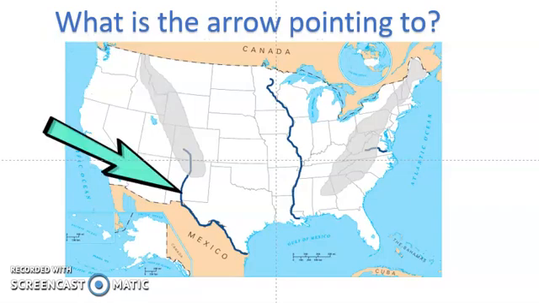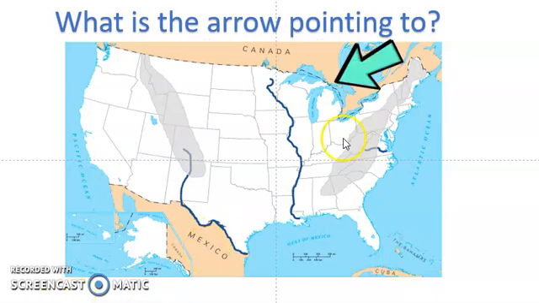What's this arrow pointing to? There's Mexico and Texas, and it's a river. Yeah, it's the Rio Grande River. That's a border between those two places. What are these called? Yeah, those are the Great Lakes. They're a border between the United States and Canada.